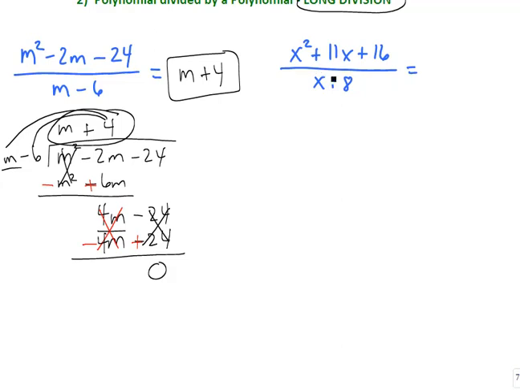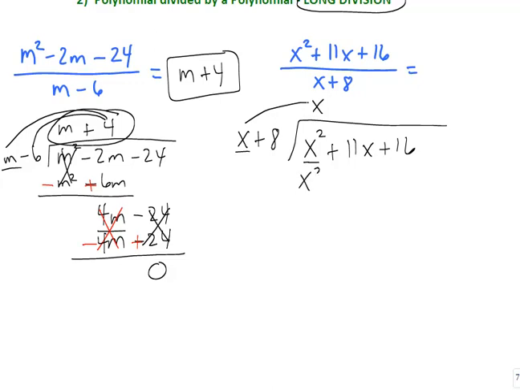In this example, we want to take x squared plus 11x plus 16. That is going to go under your division bar, and we're dividing it by x plus 8. So we're going to compare the x to the x squared. X times what gives me x squared? X. So I'm going to take x times x, which is x squared, and x times 8, which is positive 8x. Line that up, like terms with like terms.